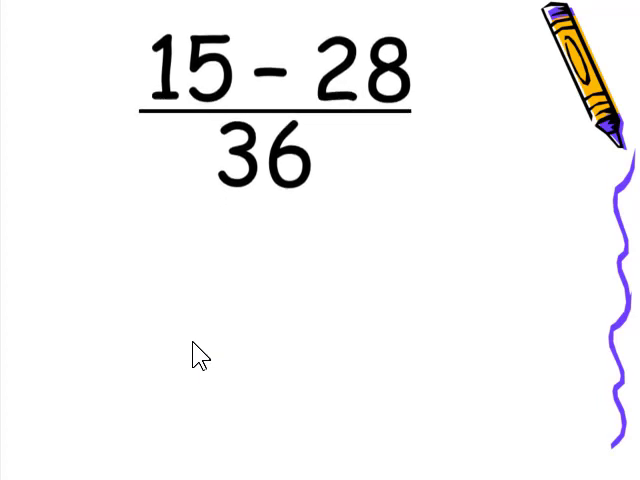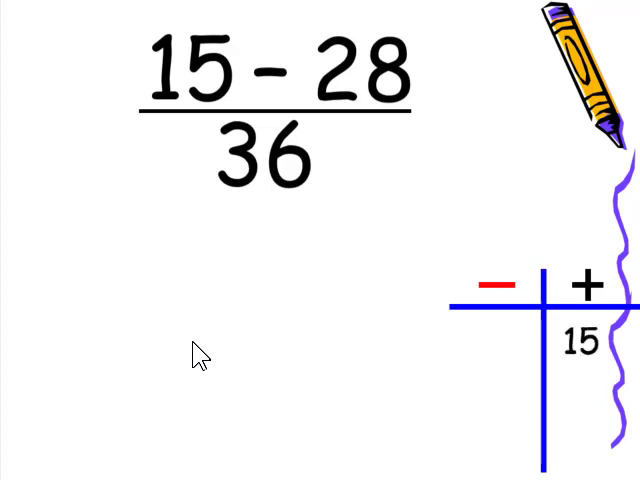15 minus 28, we may want to use a T-chart. 15 is positive, so we'll place it on the positive side. 28, since it's a minus in front, it will be considered negative. Remember, if they're on different sides, we move the smaller one over and subtract.